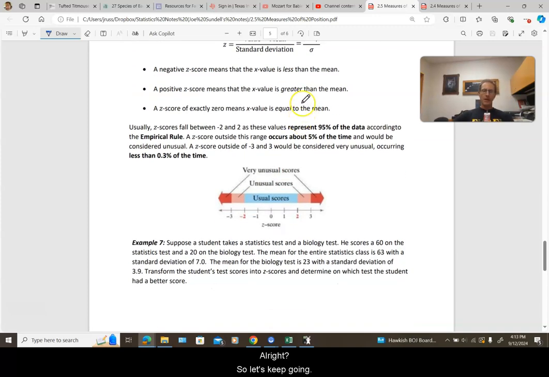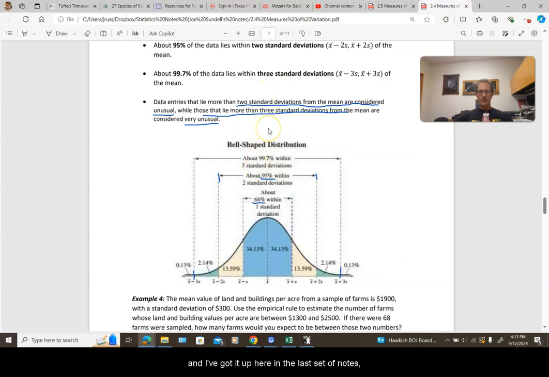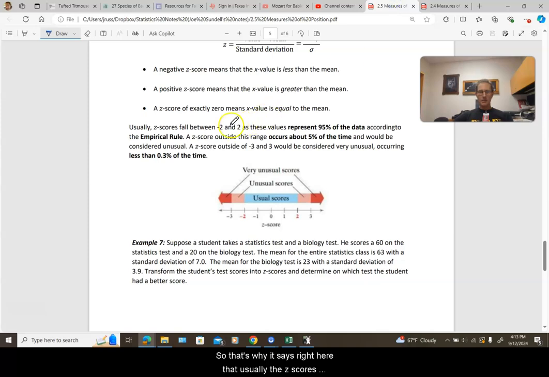So let's keep going. Most z-scores will fall between -2 and 2. Because if you remember from the empirical rule, and I've got it up here in the last set of notes, within 2 standard deviations, from 2 below to 2 above, we have 95% of the distribution, or the data. So that's why it says right here that usually the z-scores are going to fall between -2 and 2, because that's where 95% of the data is going to be.